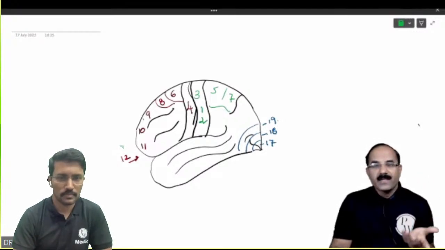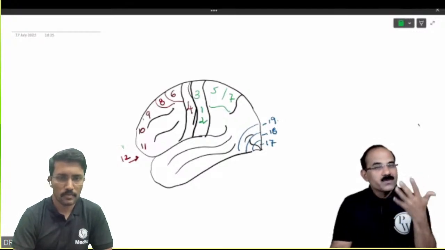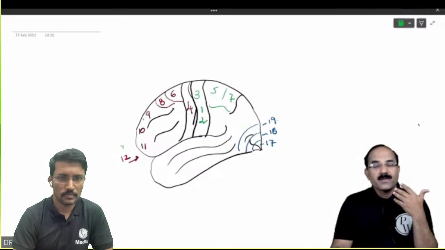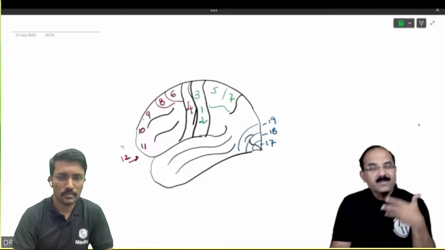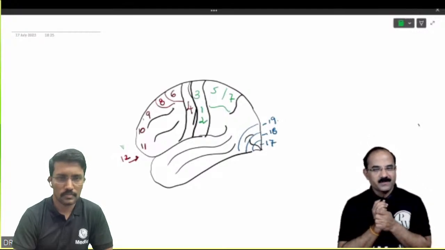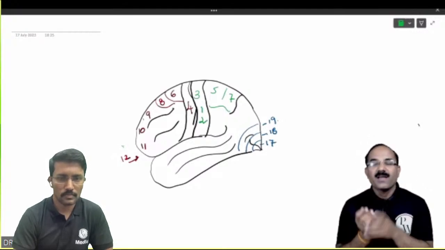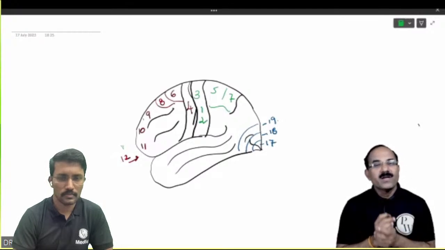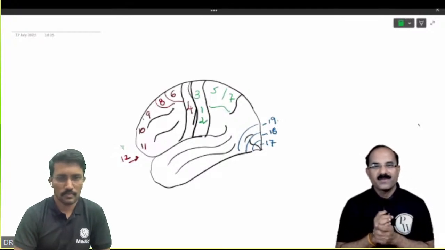If 18 and 19 are damaged, the person is able to see, but the person is not able to understand what is being seen. These details will be told to you by Santosh sir. Okay, this is what we call visual agnosia or word blindness, right?